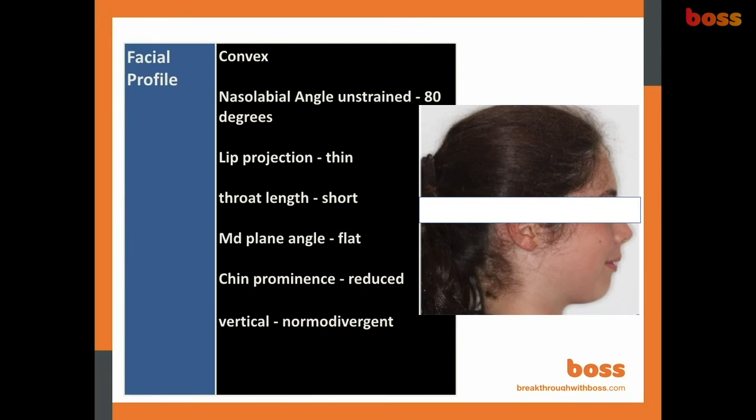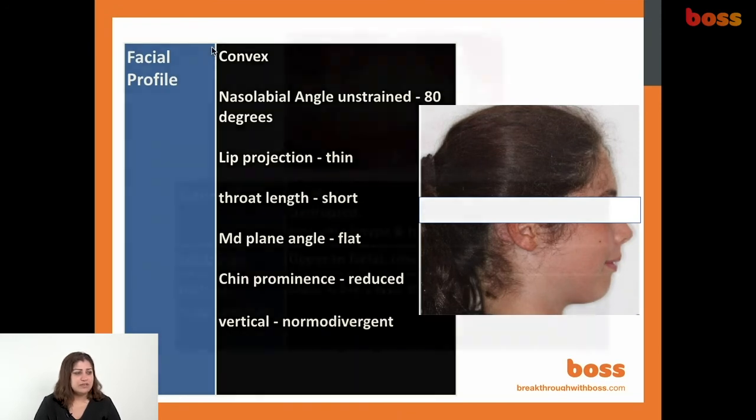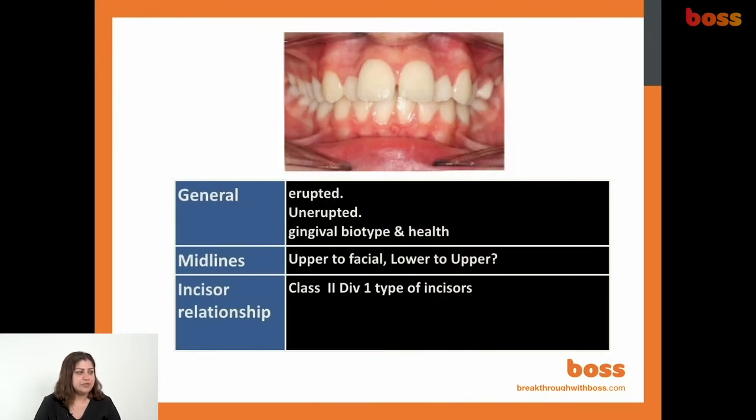When we look at her profile, she's convex. Her nasolabial angle is about 80 degrees. Her lip projection's thin. Make sure when you see a profile photograph, lips are unstrained, because if they're strained, it will give you the wrong nasolabial angle. The mandibular plane angle here looks flat, the throat length looks really short, chin prominence is reduced, and she's a little bit hyperdivergent.